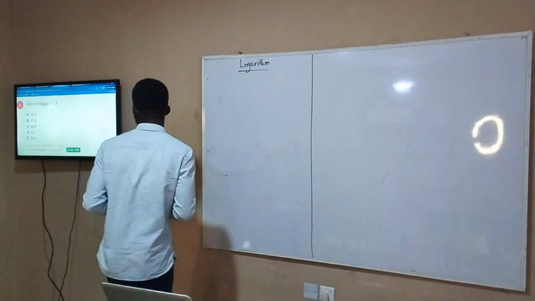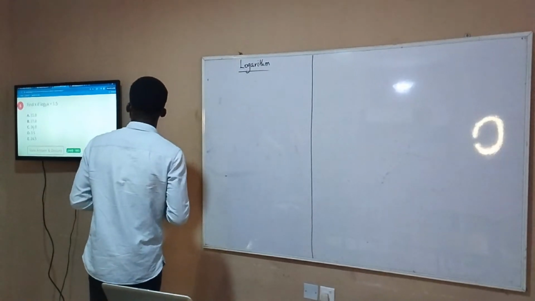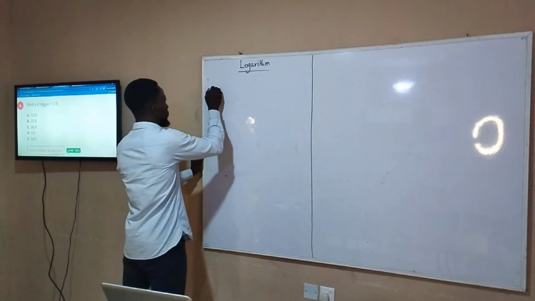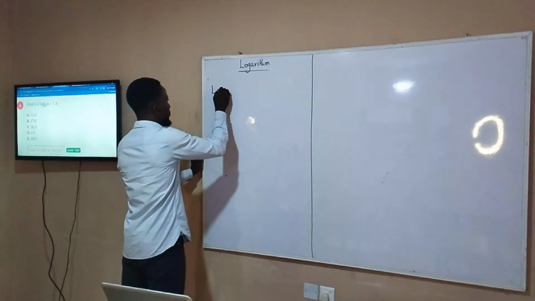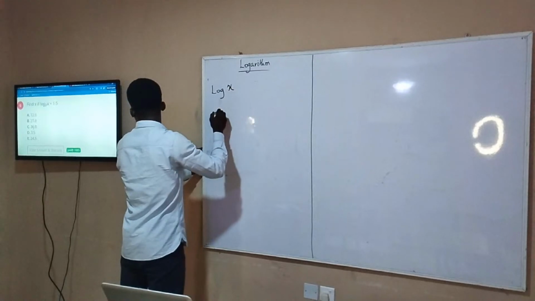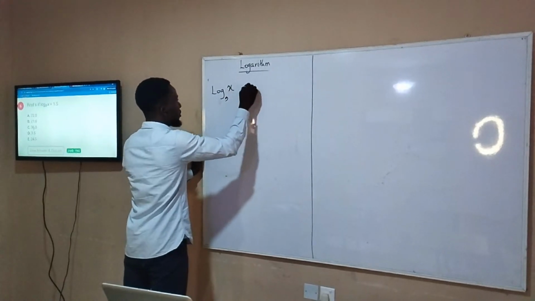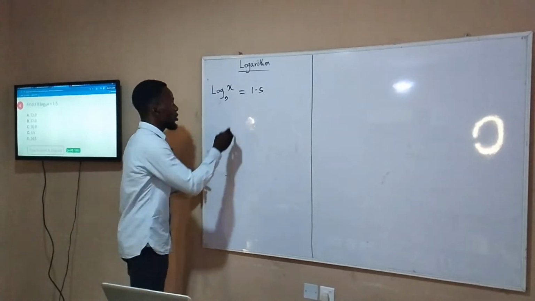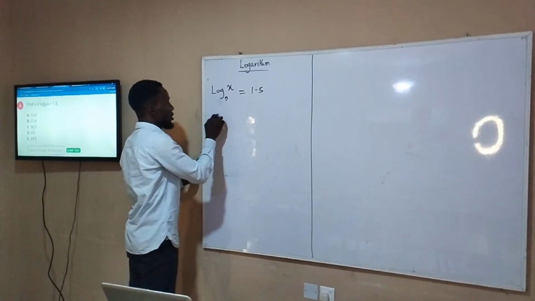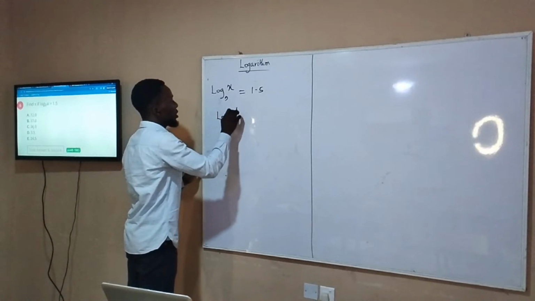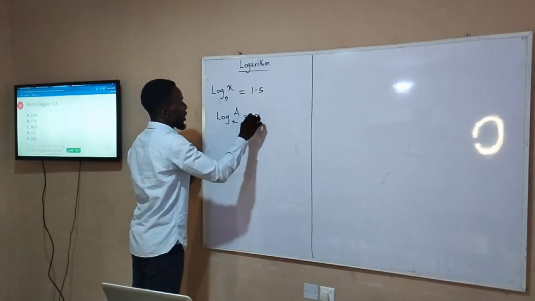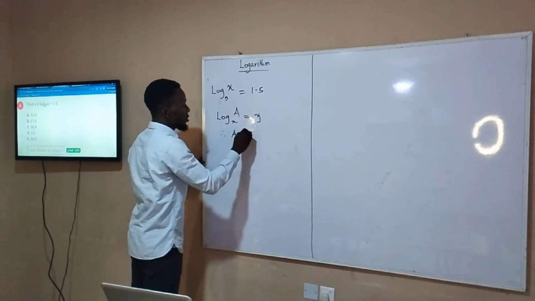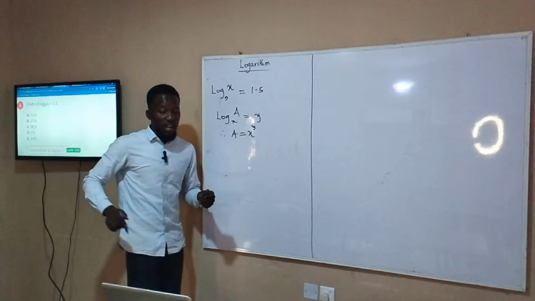So we have this question. We have to find x if log x base 9 equals 1.5. So this is a logarithmic equation. We are going to say, remember, the law: if log a base x equals y, therefore a equals x raised to y, right?